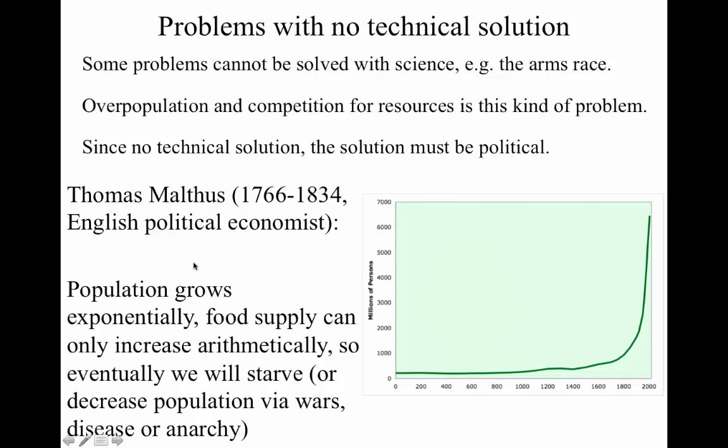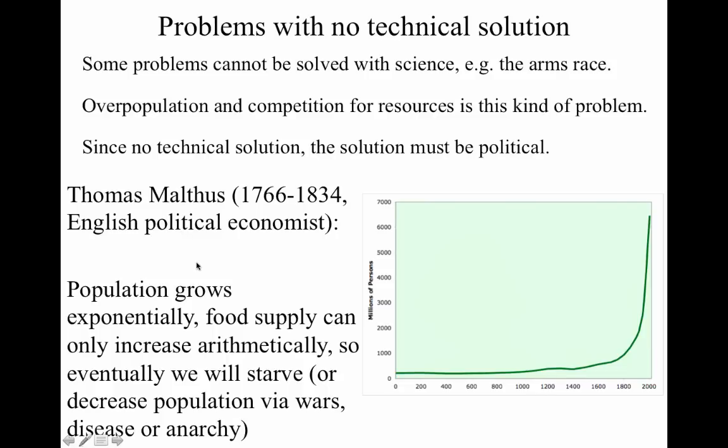So some problems just can't be solved by science, problems with no technical solution. You see the example of the arms race back when the United States and Soviet Union were just trying to build as many nuclear weapons as they could until they had so many they could blow up the other country 20 times over. But science wasn't what was going to fix that problem. It was going to be through politics. So overpopulation and competition for resources is this kind of problem. Science can't make it so overpopulation won't occur. And also the competition for resources, these need to be solved politically, not by science.